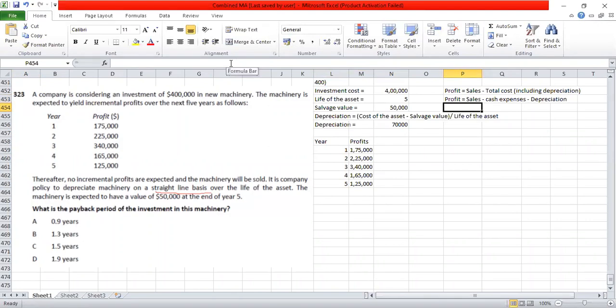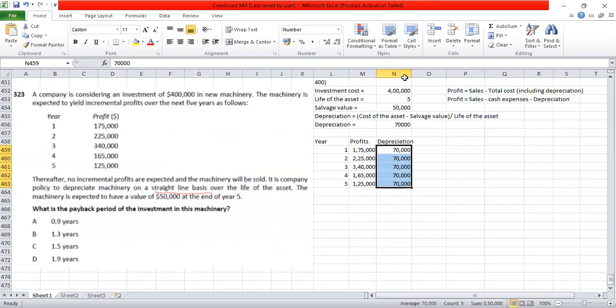Now, what is the right way of doing it? No depreciation should be deducted. But how much is depreciation every year? Depreciation each year is equal to 70,000. So every year they have deducted 70,000. They should not have deducted depreciation, but they have deducted it. What should we do? To nullify the impact, we just add it back.